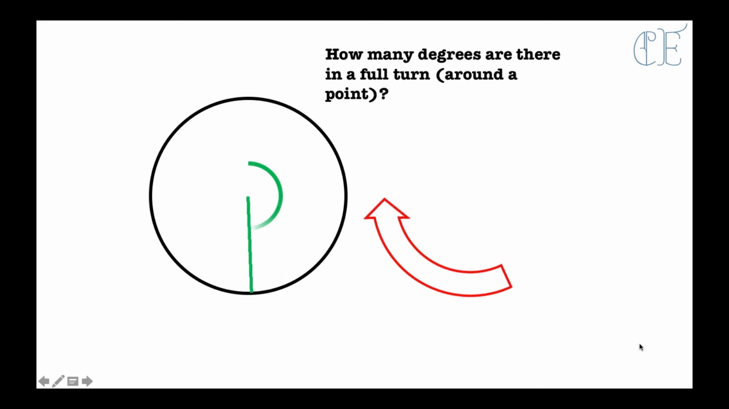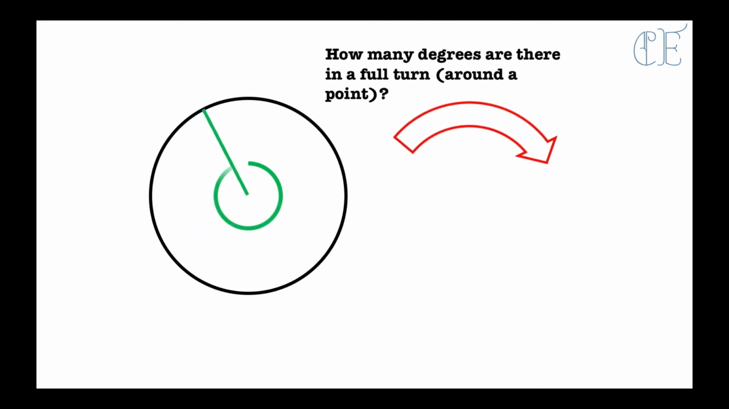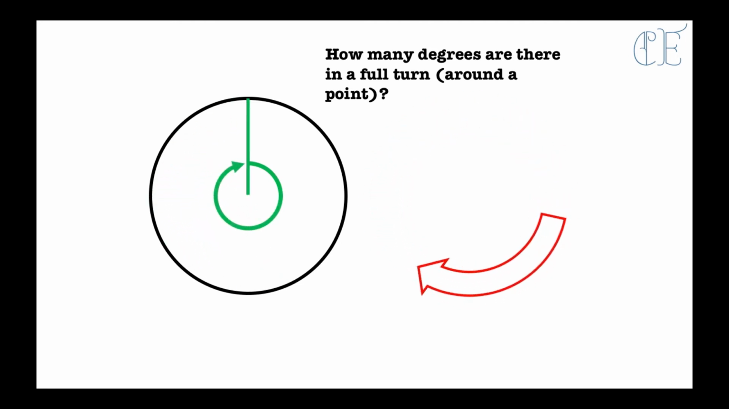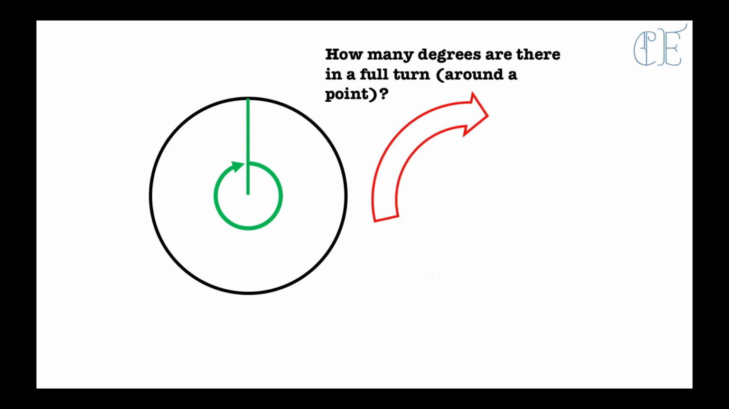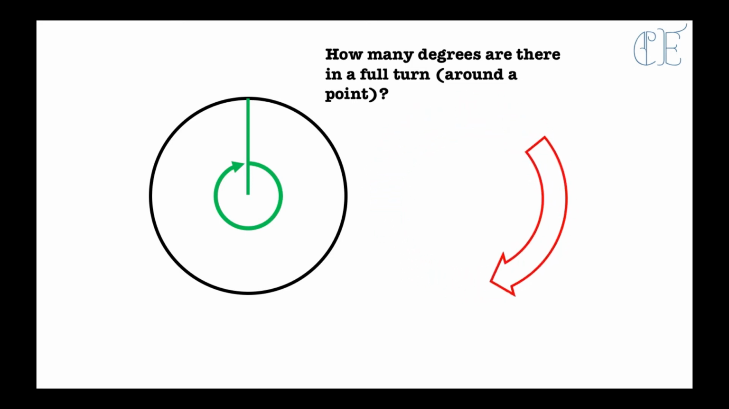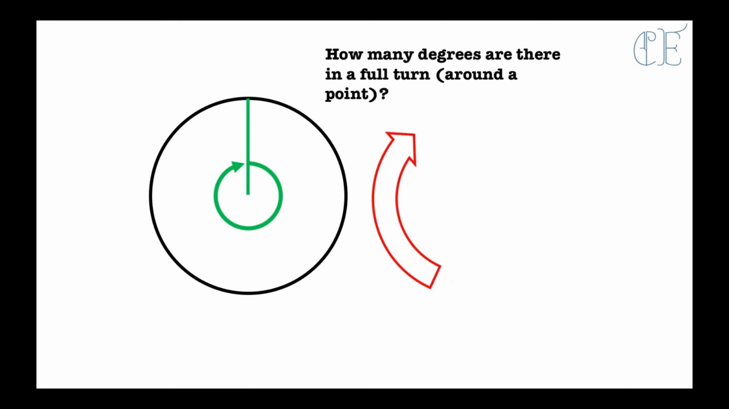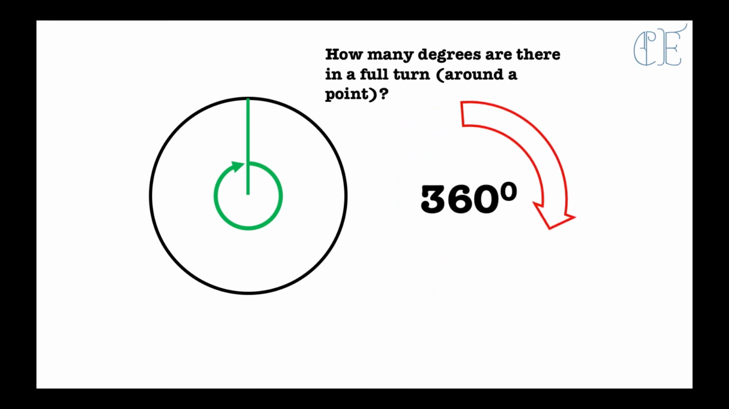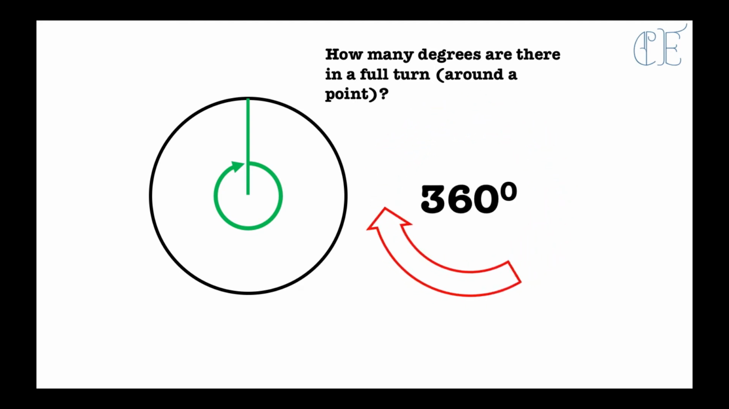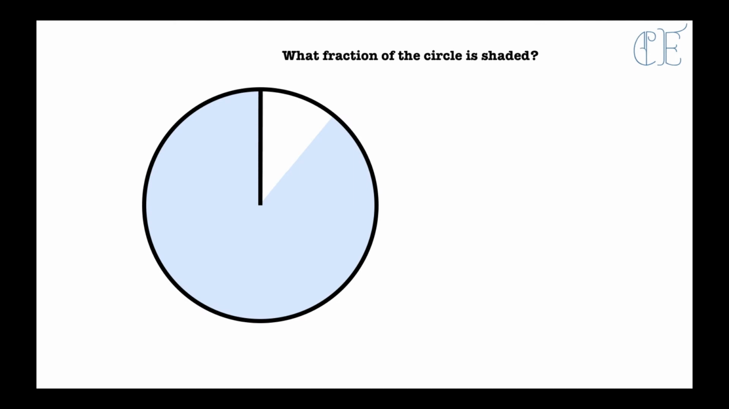Okay, so let's move on then to actually drawing a pie chart or going through how that would work. So how many degrees are there in a full turn or around a point? Okay, so if you don't know, the answer is 360 degrees. So sometimes in your exams you might get asked questions like this. What fraction of the circle is shaded?